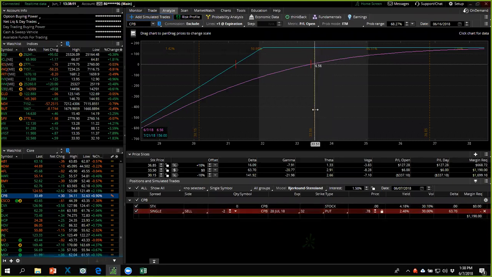Graph-wise, we're looking good. I've got all this downside protection. I'm not going to worry about it till we get down to here somewhere, at which point I'll do some rolling. I'll probably roll them down and out. Possibly increase lot size to 3.